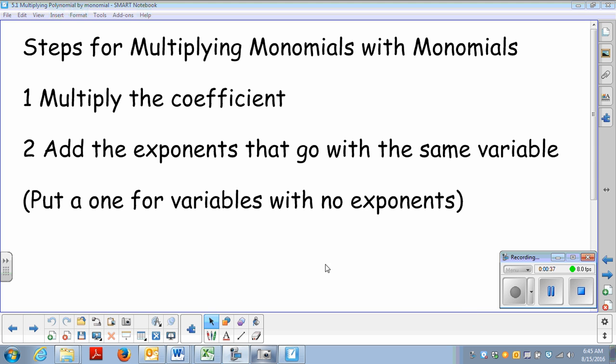Your first step is to multiply the coefficients. That's the number in front of the variable. Your second step is to add the exponents that go with the same variable. So if you have x to the second and you multiply it by x to the third, you will add those two exponents together and you'll get x to the fifth. Any variables that do not have an exponent, go ahead and put 1 for that, and I'm going to show you an example.